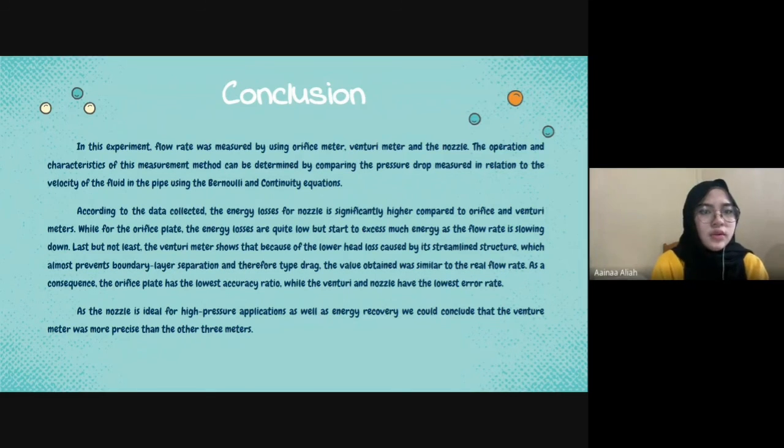So we can conclude that as the nozzle is ideal for high pressure applications as well as energy recovery, the nozzle meter was more precise than the other 2 meters.